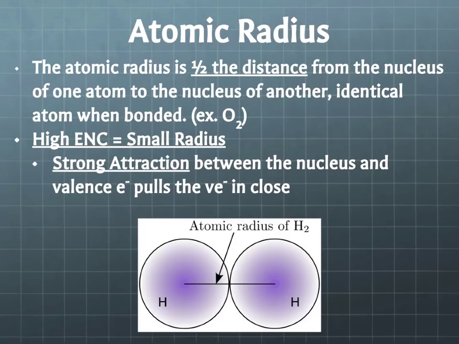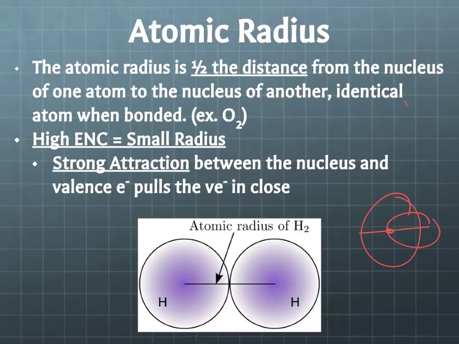All right, now we get into the more specific trends. First one is atomic radius. Atomic radius is half the distance from the nucleus of one atom to the nucleus of another identical atom bonded. That's kind of ridiculous. Essentially, I'm referring to the fact that if we have a circle with a center point and a diameter, half of that is the radius. Let's just go with that, okay?